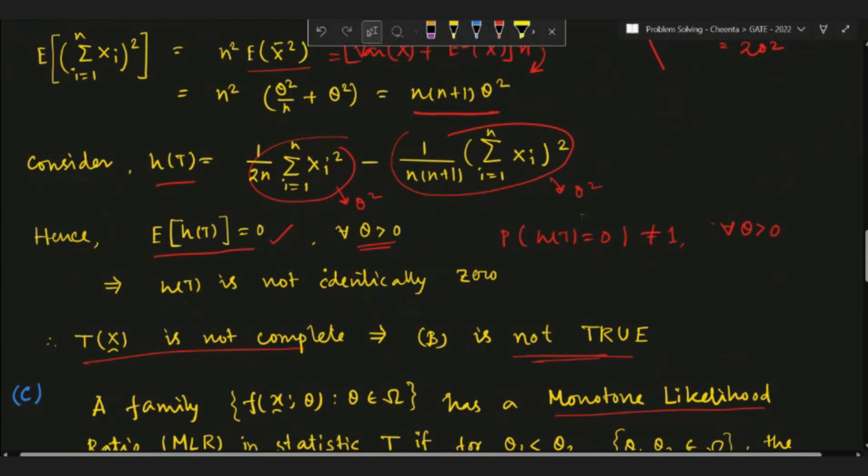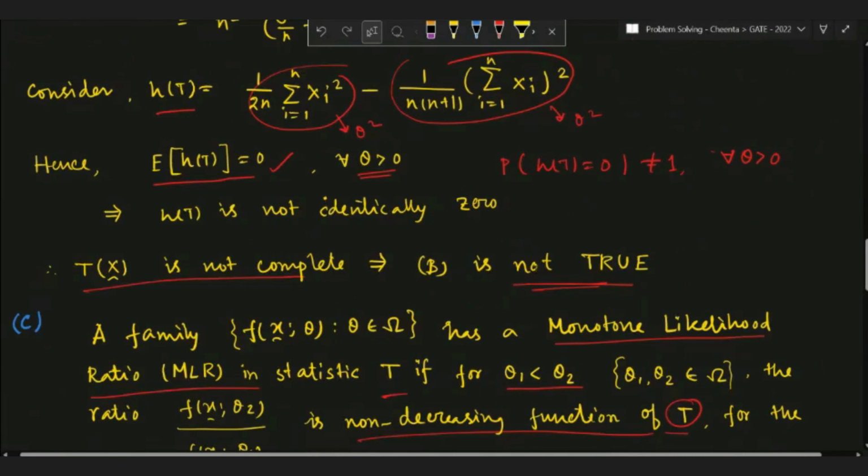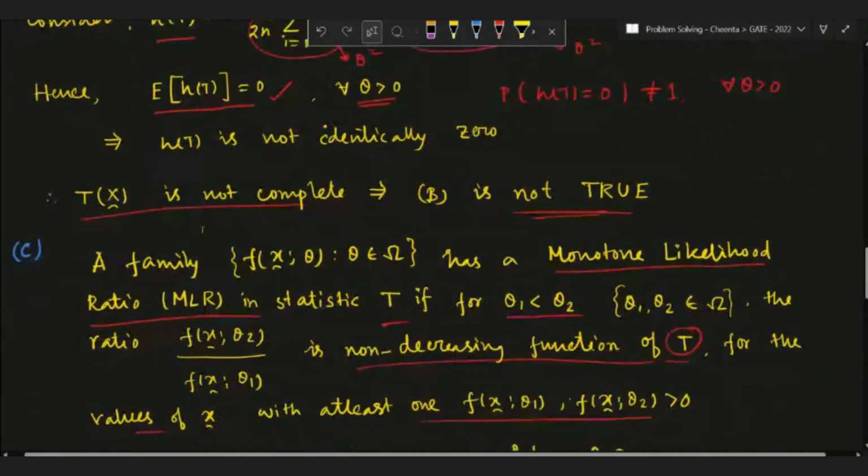But observe that h(T) is not identically 0, as for different samples h(T) can take different values. It will not be identically 0. So from the definition of completeness, we can say T(X) is not complete, hence B is not true.